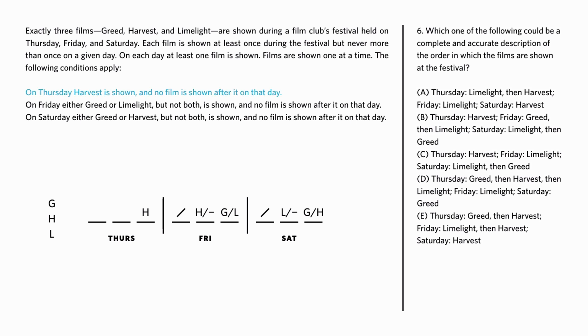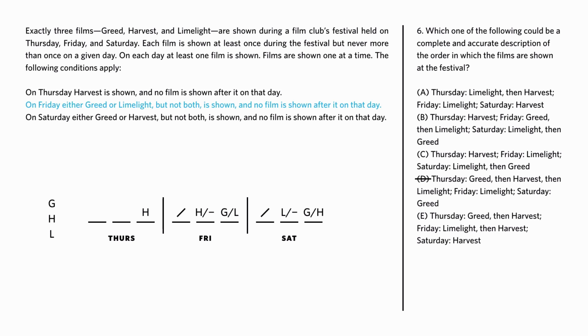The first rule tells us that H is shown on Thursday and that it's the last film shown on Thursday. So if we go down the list of answer choices, A doesn't seem to violate that rule, B doesn't violate that rule, and C doesn't violate that rule, but D does. And so we can eliminate D, and E seems fine based on that. The second rule tells us that on Friday, either G or L has to be last, and also that you can't have both of them on Friday. So going down our list of answer choices, A seems fine.